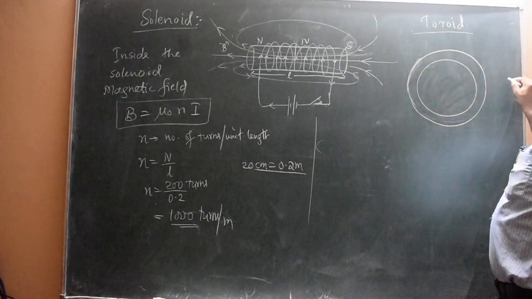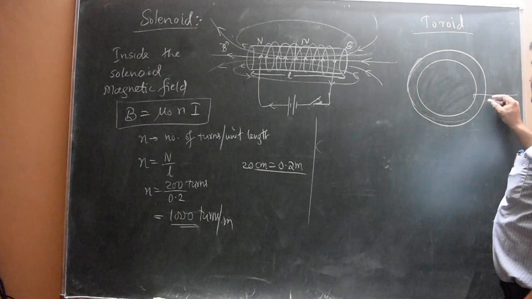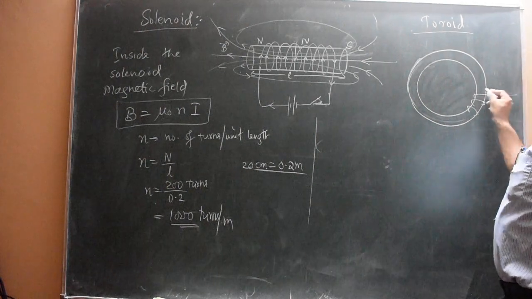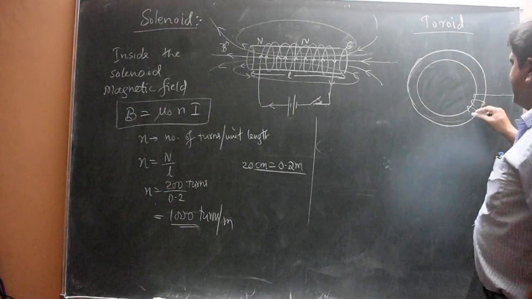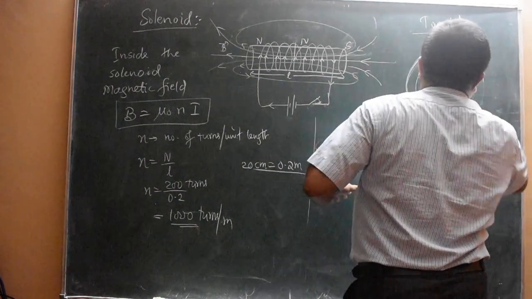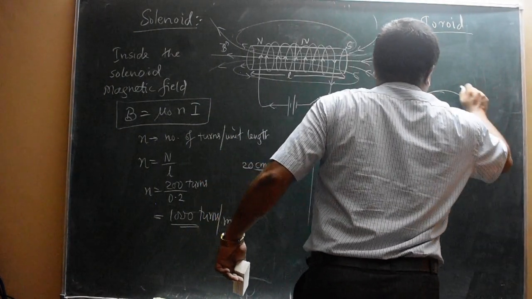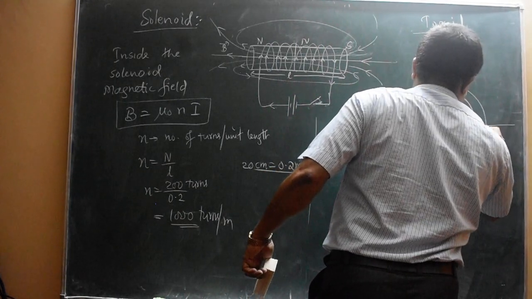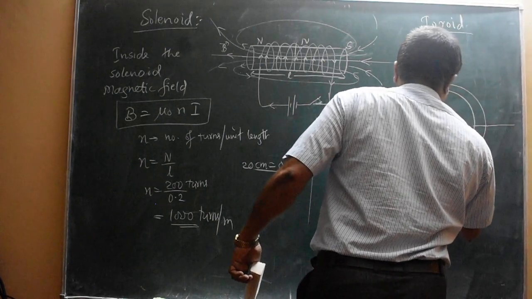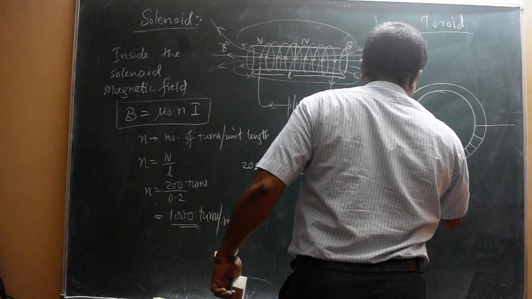From one end the current enters. Now if I take the turn like this, then I make the winding here. I make the windings here, like this. So the windings are made like this, and I can show the windings like this. I do it from this side. So windings are made here like this. It produces a uniform magnetic field inside it.